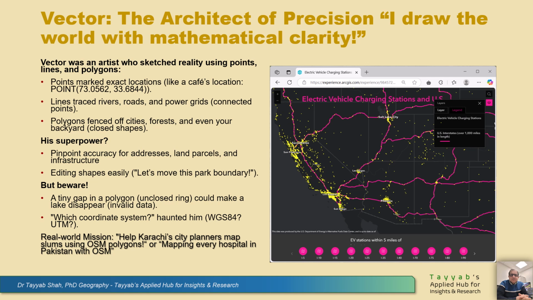So the real world mission, for example: help Karachi's city planners map slums using OpenStreetMap polygons, or mapping every hospital in Pakistan with OpenStreetMap.